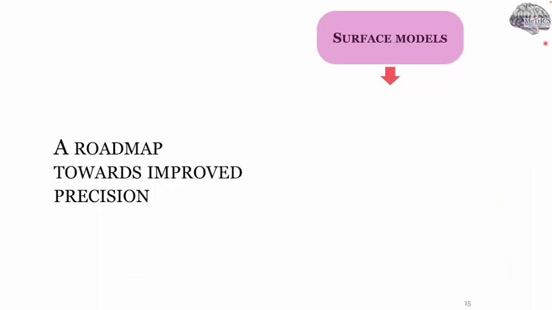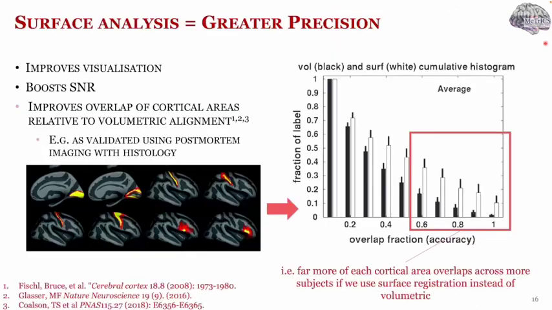So bearing all this in mind, what can be done to try and improve the precision of our analysis? Well, one thing that I would recommend to reduce, if not eliminate, misalignment is to move analyses from the volume to the surface.